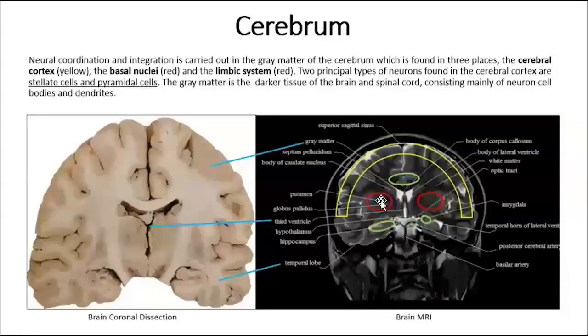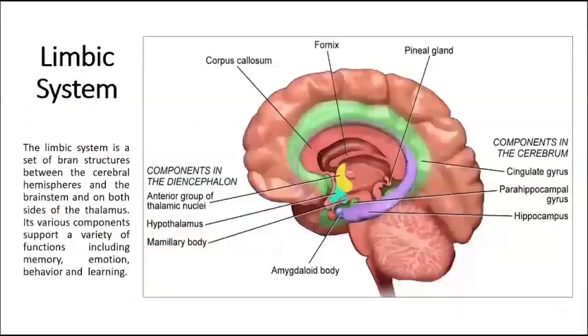If we enlarge the cerebral cortex, we're going to see that there are very important cells. Those cells are going to be pyramidal cells and stellate cells. They are disposed in layers at the level of your cortex. The limbic system is a very important area for emotion and learning. There are multiple different areas associated with the limbic system, and that's what you see right here.